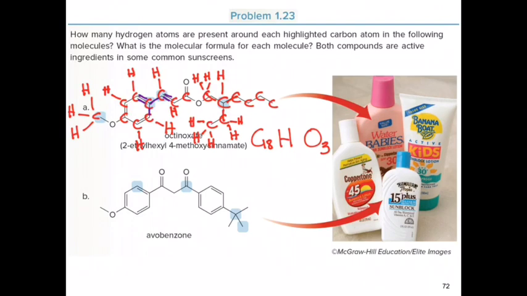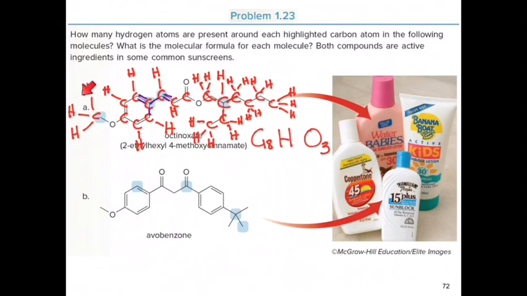Let's see. This carbon needs 2 other hydrogens. This carbon atom, as well as this one, needs 2 other hydrogen atoms. And then the end carbon here should contain 3 hydrogen atoms. All right, so now we can count all the hydrogen atoms here.